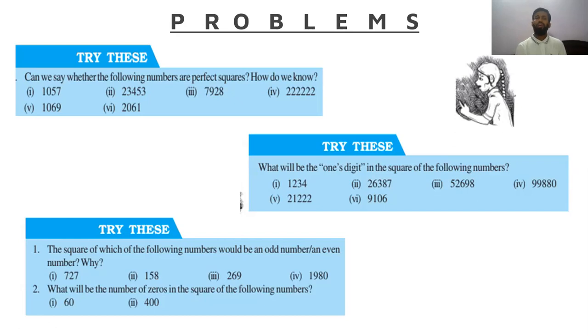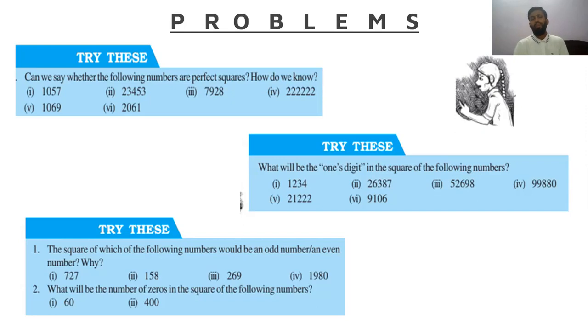If the last digit is not divisible by 2, that is odd. If the last digit is divisible by 2, that is even. So 269 is an odd number. This is for those who have confusion in odd and even. Otherwise, if you're good with odd and even, then you easily know the number. So 269 is an odd number, so its square is going to be odd. The reason is because 269 is an odd number. Fourth part, 1980, this is an even number, so the square is going to be even.